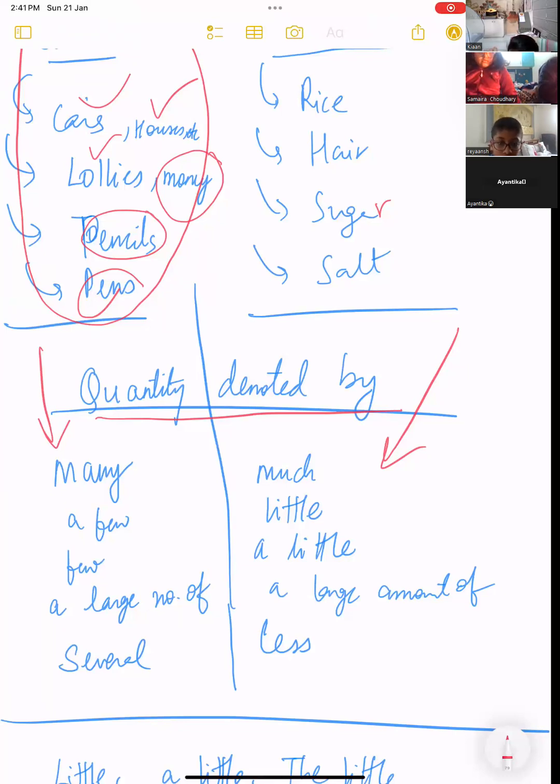All right. Now, suppose mama has made some rice today and there would be little rice left. So will I say there are few rice left, or will I say there are less rice or lesser rice or little rice? What am I going to say?